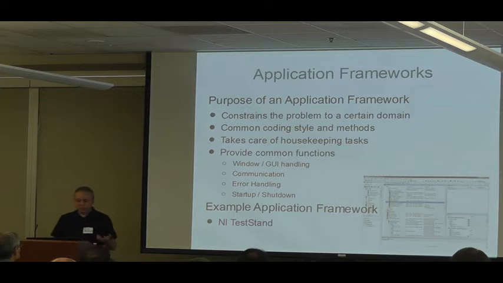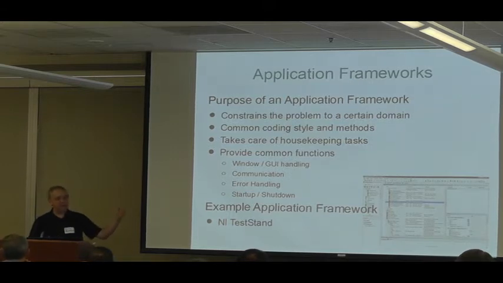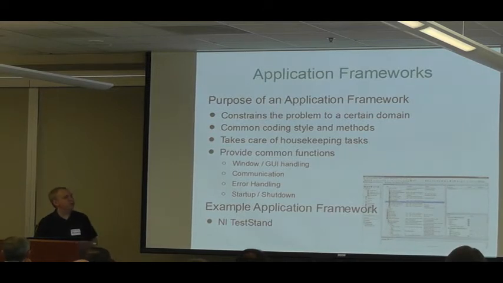So the general purpose of any application framework is to constrain the problem to a particular domain. It enforces common coding styles, takes care of some housekeeping tasks. All of those things help confine the problem, which is for good and for bad. As I said, you make one decision, you're deciding to not do other things. So if you provide a way for it to be done, then that's the way you expect it to be done. An example of a framework is TestSpan, where its purpose is to write test code.